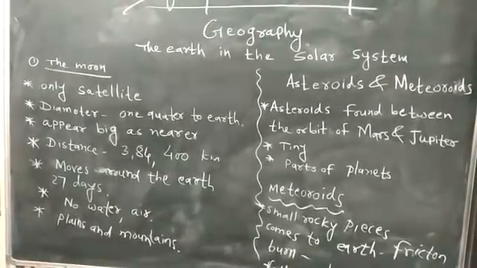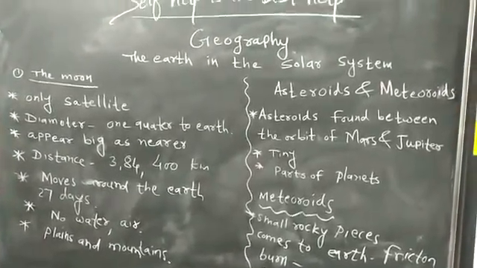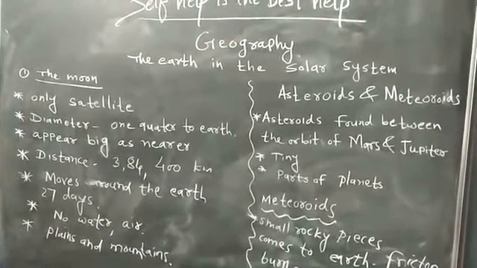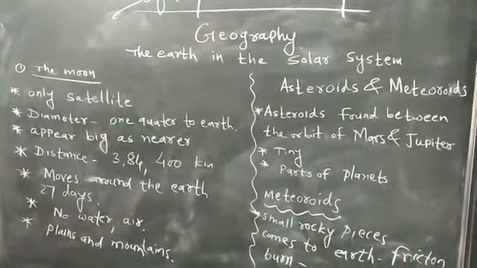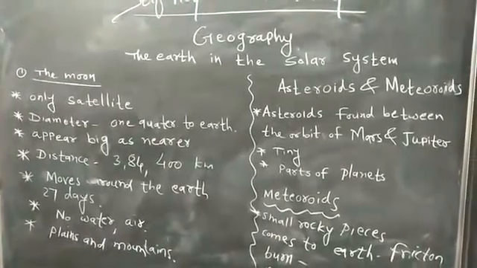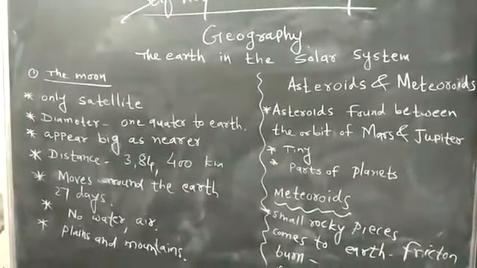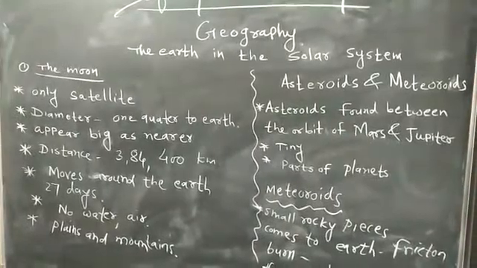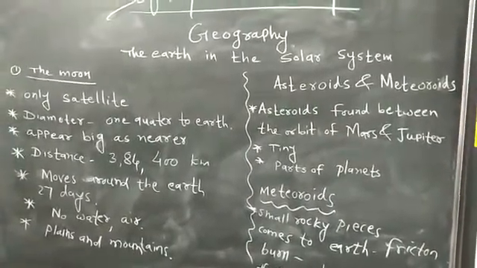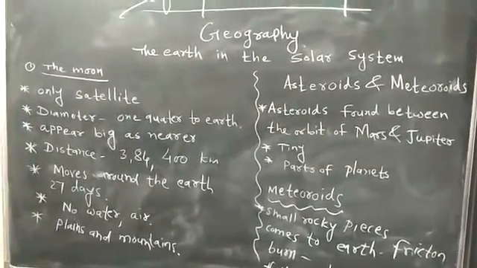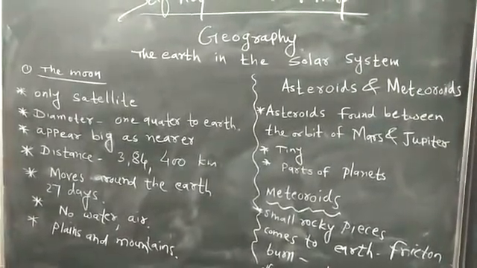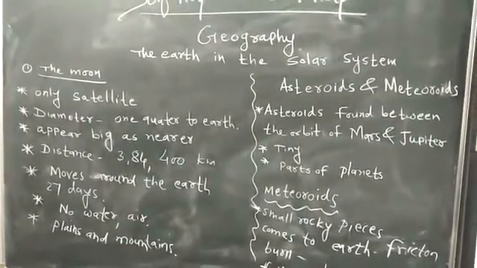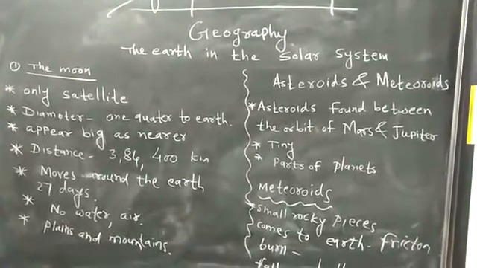So then how much is the distance of the moon from the earth? That is given here, 3,84,400 kilometers from earth. And it also moves around the earth, and it requires 27 days to complete a rotation. So the moon requires 27 days to complete one rotation of the earth.